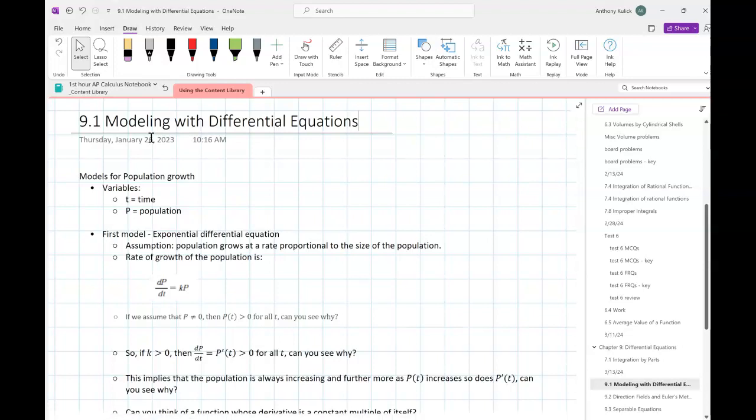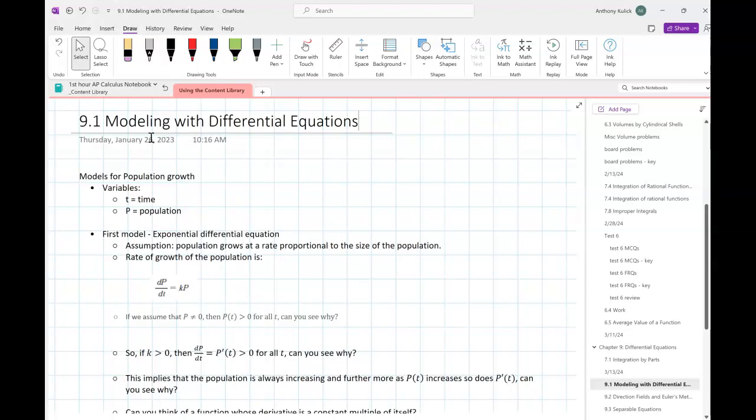So when we talk about a differential equation, that simply means it's an equation with a derivative value in it. So it has a y prime, or it has a dy dx in it, or something like that. One of the first applications that we like to talk about when we talk about a differential equation is usually a population situation. So that's where we're starting here. For a population growth, we have two variables, time and population. So we're going to use t for time and P for population.